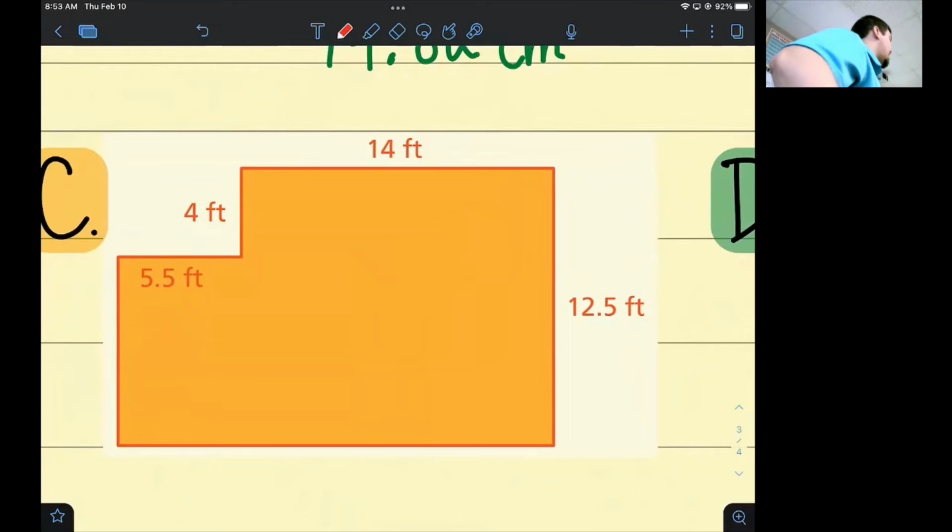How many of these 6 sides are curved? None. So what number is not going to be part of my problem? Pi. I only use pi for circles. I don't see any circular parts, so I'm not going to use pi at all for this problem. This is just a typical perimeter problem that you would have had last year, maybe even the year before.